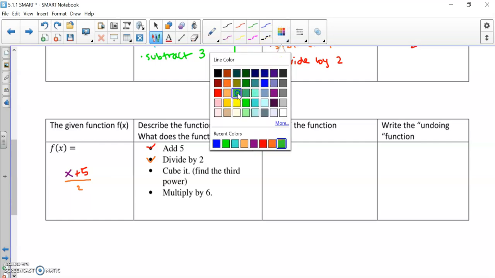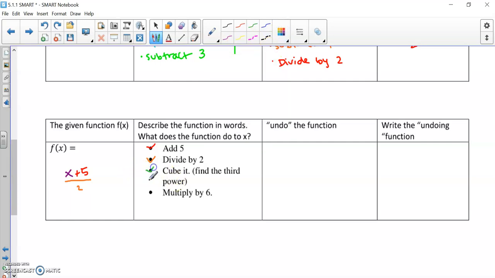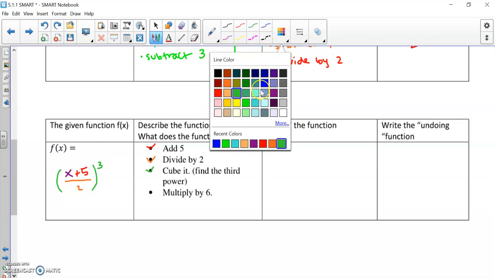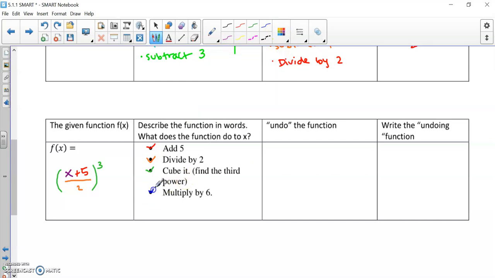Next, we're going to cube it. So raise it to the 3rd power. So we're going to put parentheses. Anytime you have to square or cube anything, you got to put parentheses around everything there first so that we know that we're cubing everything. Okay, and the last step is to multiply by 6. So I'm just going to go ahead and put a 6 up here in the front. If you put it on the other side, it would be okay too. But personally, I like to have the multiplication at the front.